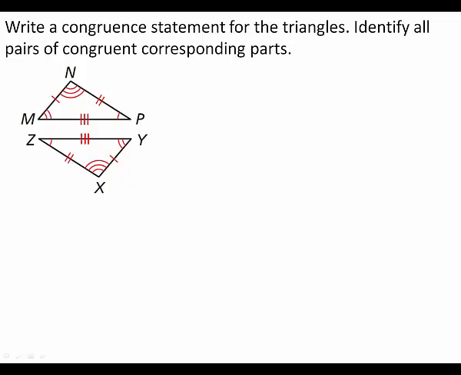Write a congruent statement for the triangles. Identify all pairs of congruent corresponding parts. To write a congruent statement for the triangles, you first need to identify the corresponding vertices.